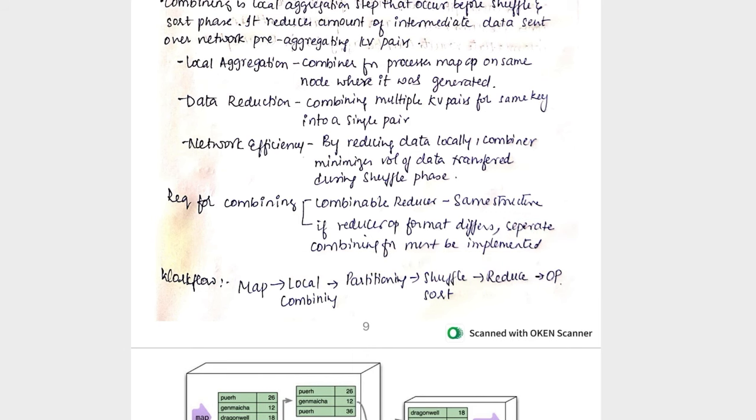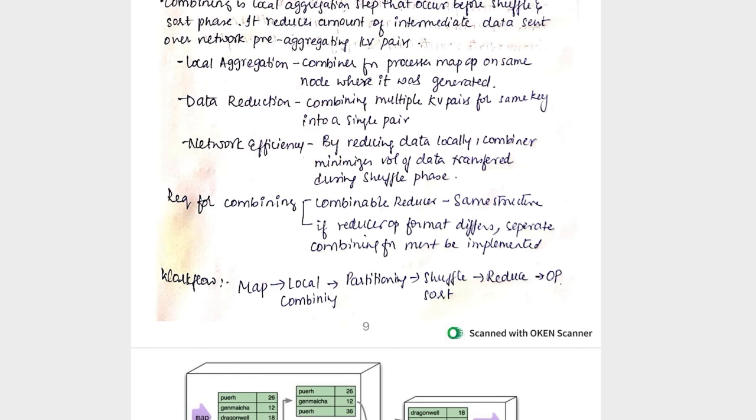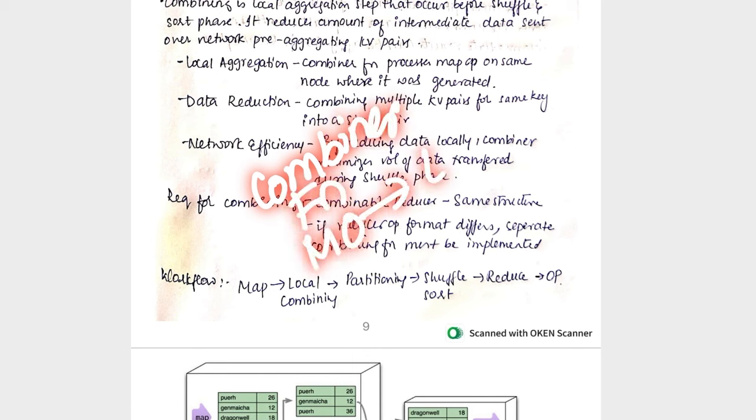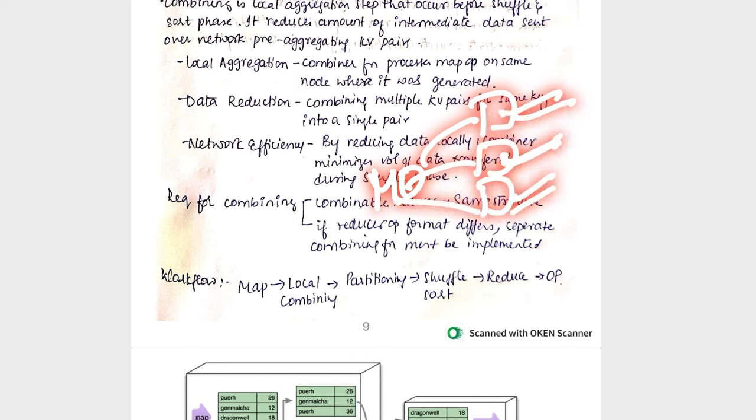So looking at the workflow, first we have map. In the map phase, we will process the input data and generate key value pairs. We have seen this previously. After that, we'll do the local combining. Local combining means we are applying the combiner function to reduce the map output on the local node. After that, we'll do the partitioning. Here we'll divide the map output into partitions based on the keys, and each partition would be given a specific reducer.